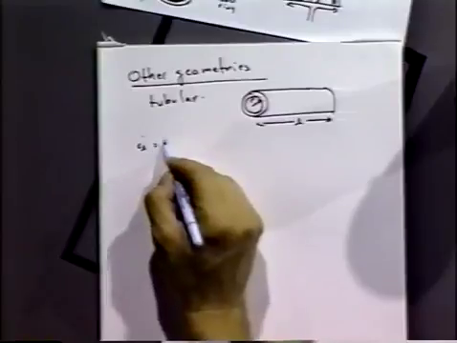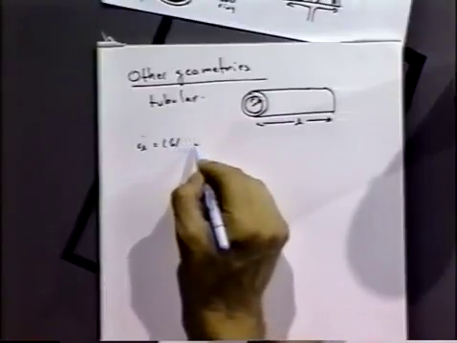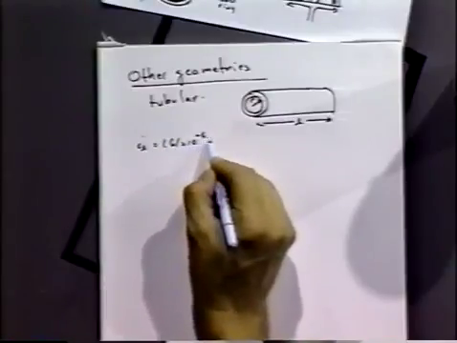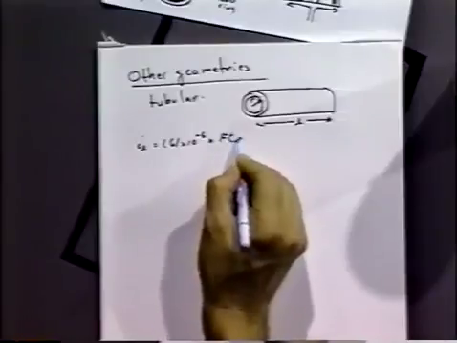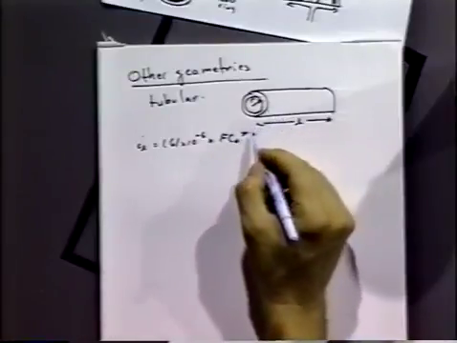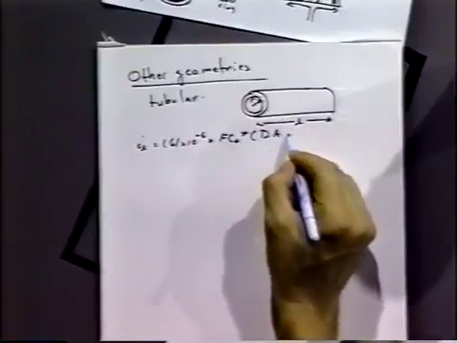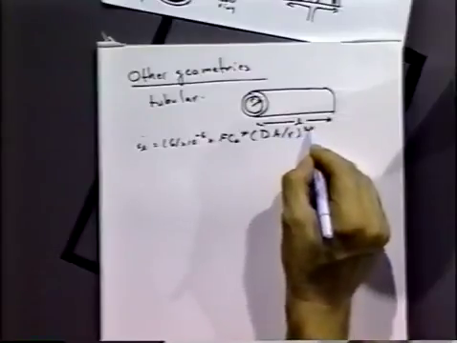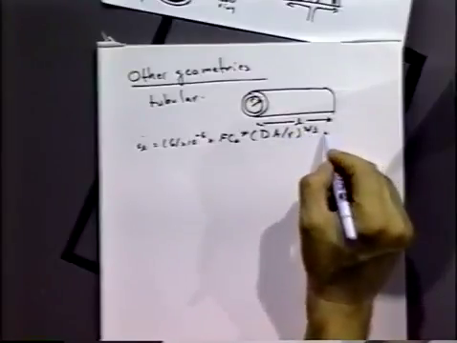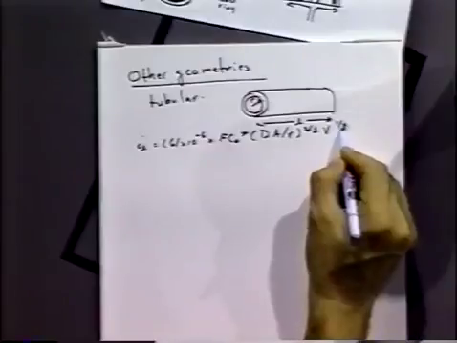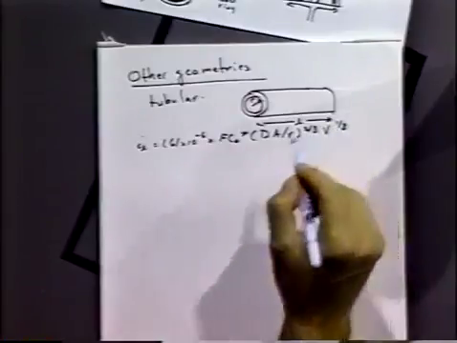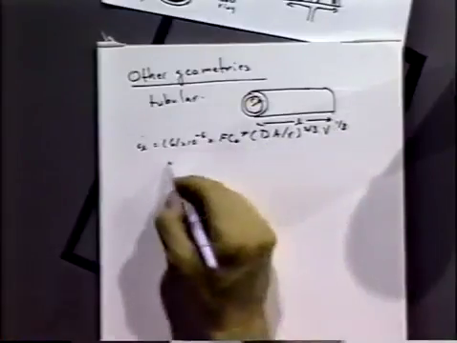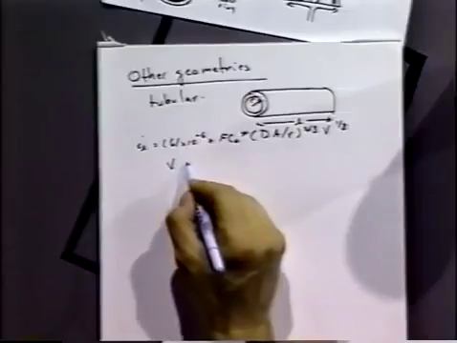It's equal to 1.61 times 10 to the minus 6 n F C0 star D to the 2/3 times (A over R) to the 2/3 times V to the 1/3, where the V is the volume flow rate.